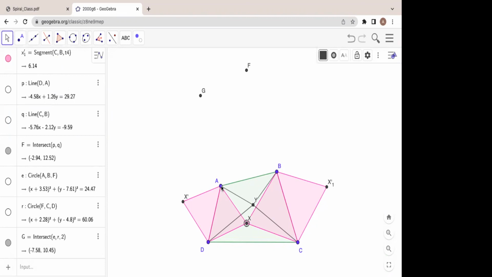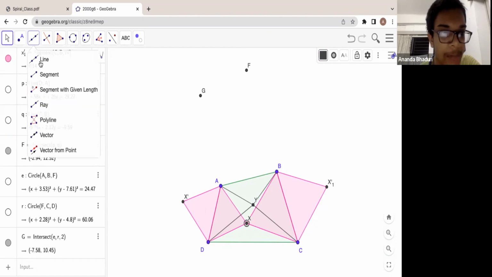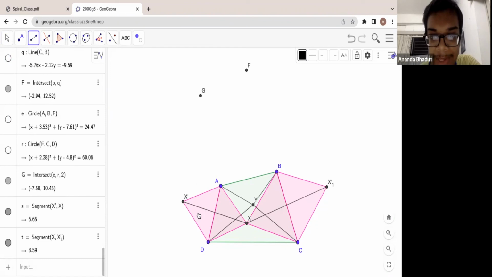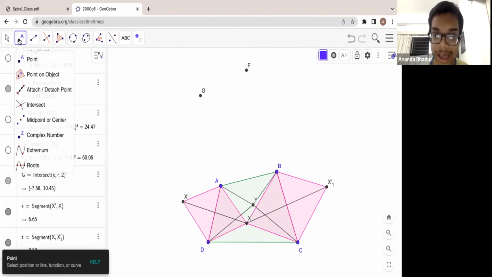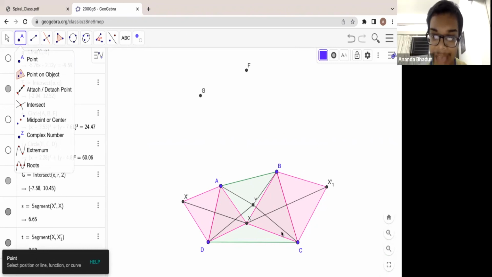Now G sends X dash to X. Can you see why? Yeah. Because G sends ADX to BCX. Similarly, G sends X1 dash to X. In fact, G is the Dumpty point of X dash X X1 dash, because it sends X dash X to X X1 dash. So G is the Dumpty point. Right. And now we apply the gliding principle.